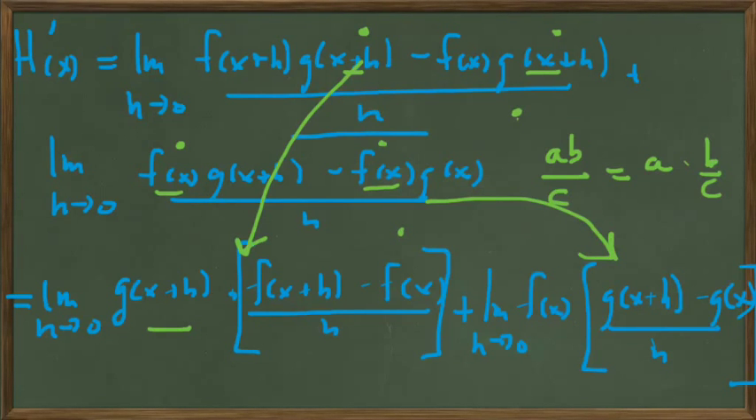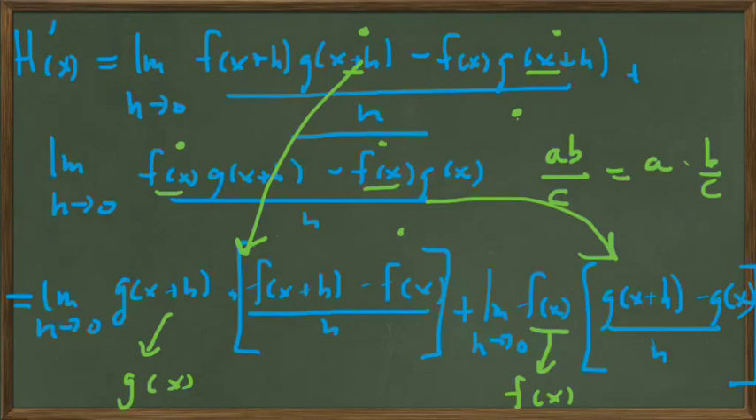As h goes to 0, we're able to use a rule for limits that says the limit of a product is the product of the limits. So we're able to calculate the limit of this expression and this expression separately. As h goes to 0, g of x plus h goes to g of x. And over here on this second limit, the f of x in front doesn't even have an h in it, so it's just going to f of x.